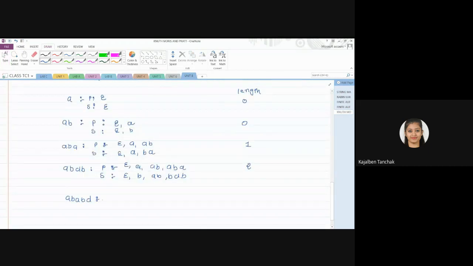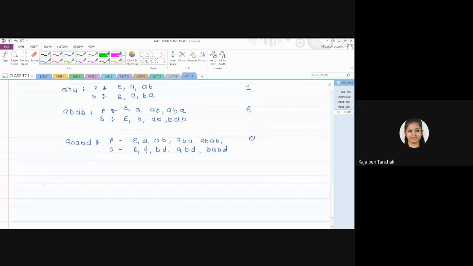Find the prefix and suffix. Epsilon, A, AB, ABA, ABAB, right? This is the prefix. What will be the suffix? Epsilon, D, BD, ABD, BABD. Is there any character matching? No. So you will simply write down 0.